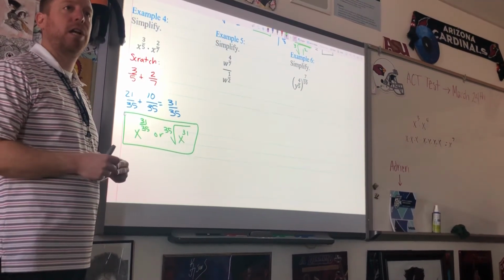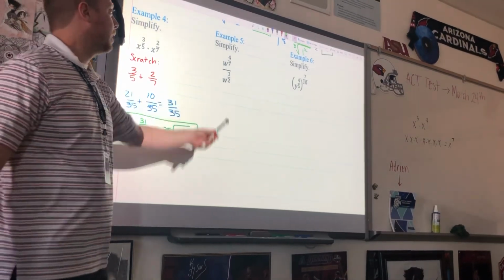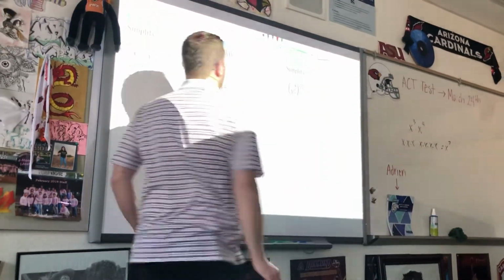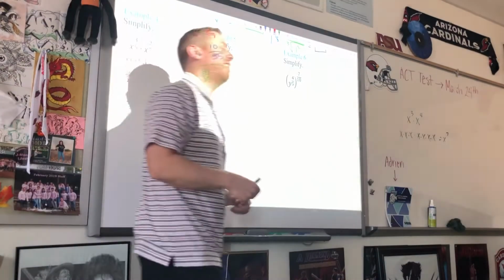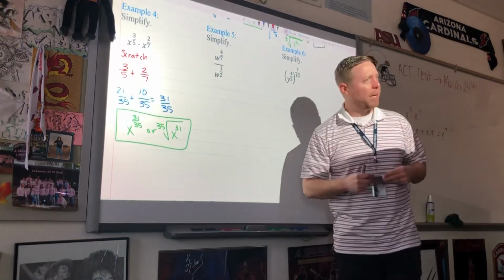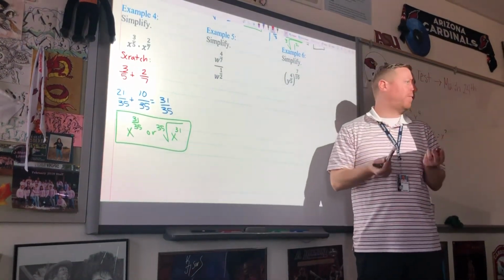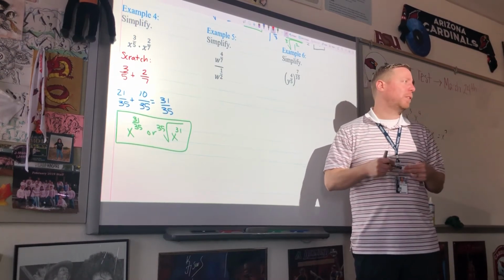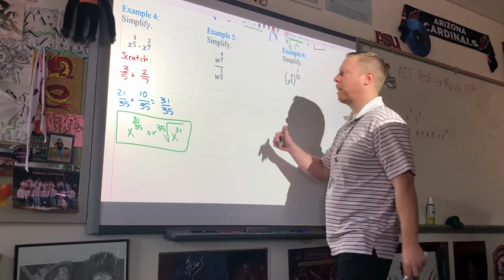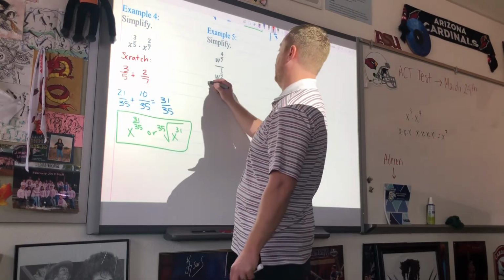So far, so good? All right. Example 5. I got the same base, and now I'm dividing. Does it make sense that when you're multiplying, you add the exponents? So if you're dividing, what do you think you do with the exponents? Subtract them.